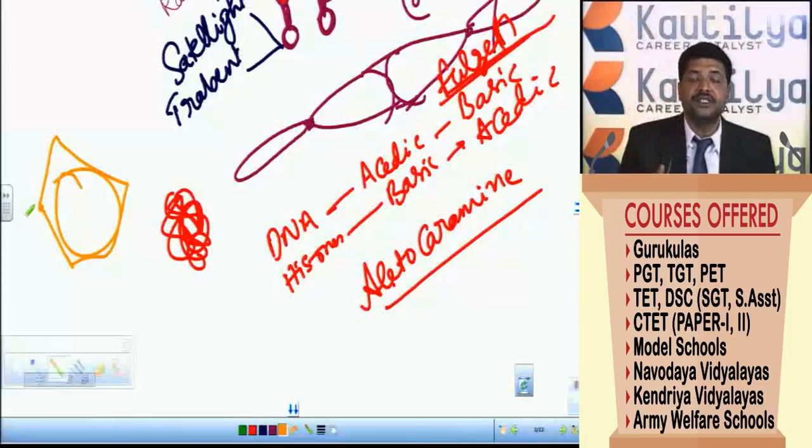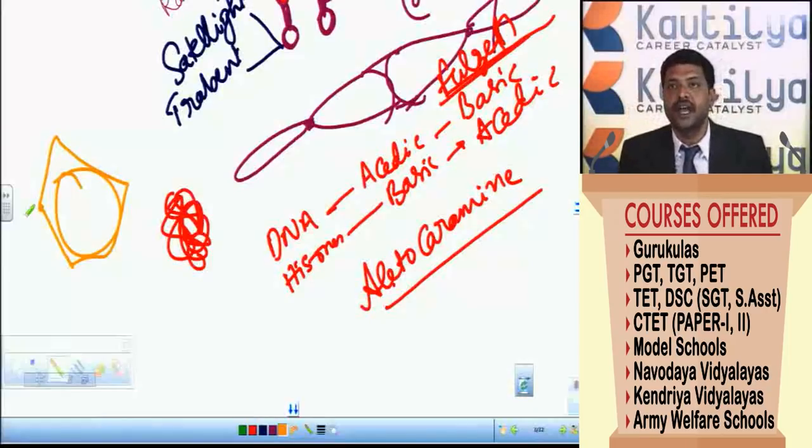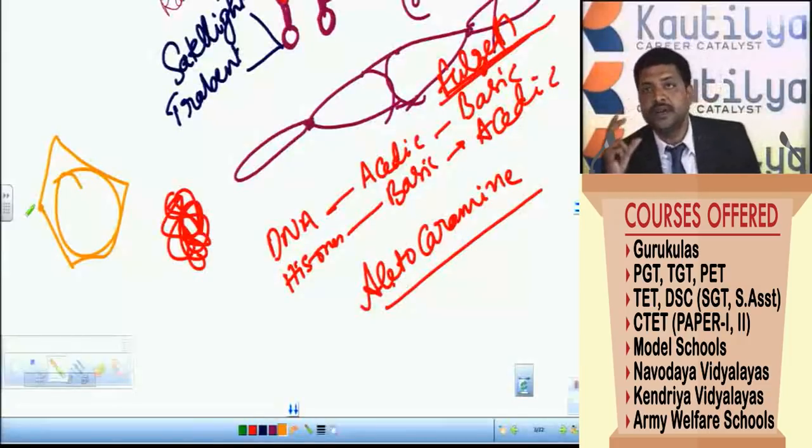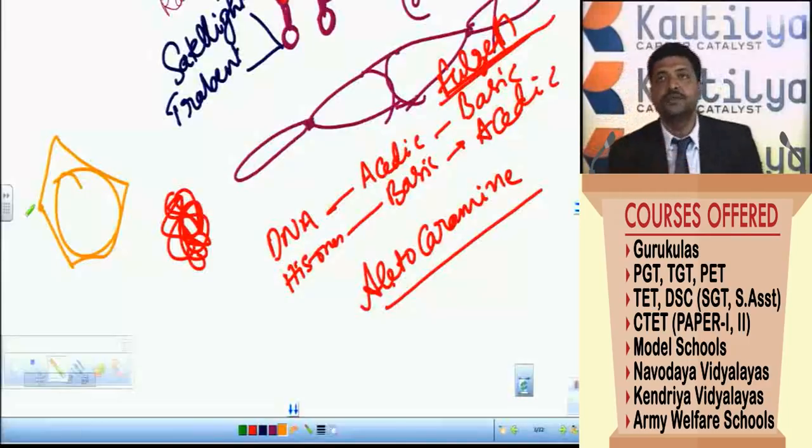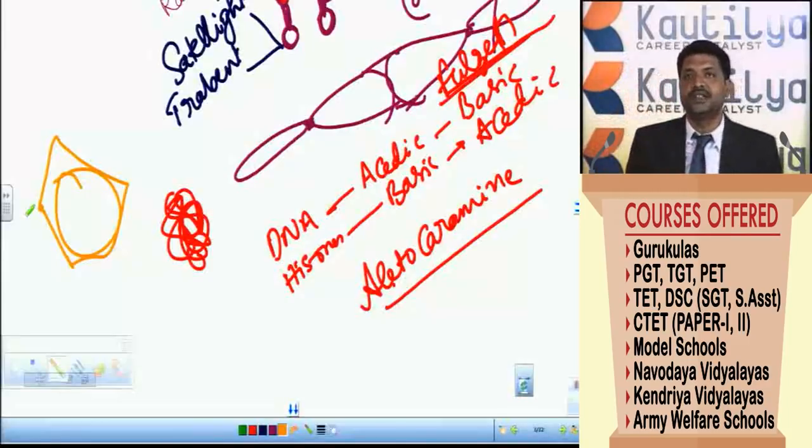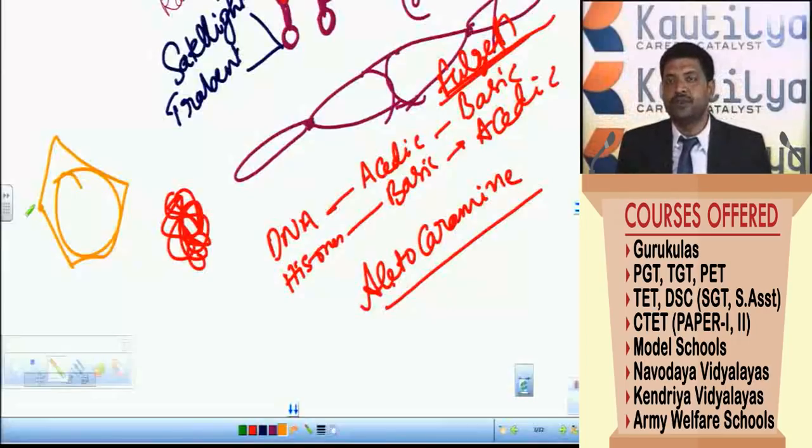The chemical basis of heredity is DNA, because DNA is the molecular chemical constitution of the cells. It is present inside the chromosomes and inside the nucleus. I repeat again, the physical basis of life is protoplasm, the physical basis of heredity is chromosomes, and the chemical basis of heredity is DNA. A chromosome is made up of chromatin. Chromatin is made up of DNA plus histone proteins. DNA is generally acidic in nature. Histone is generally basic in nature.